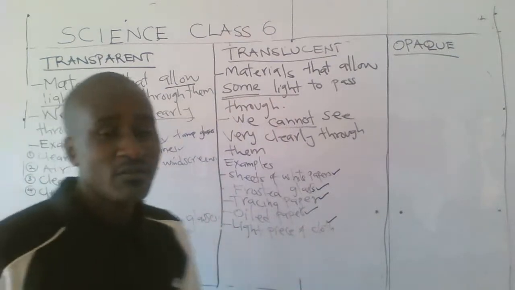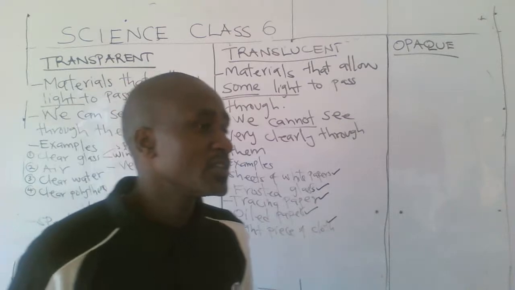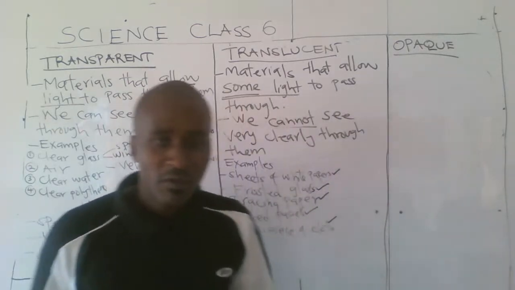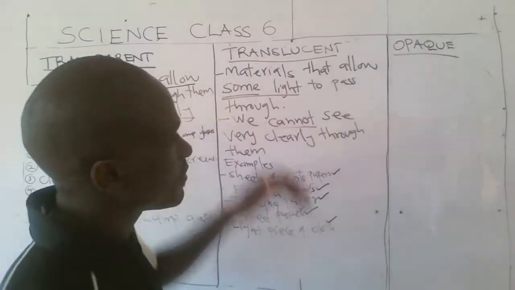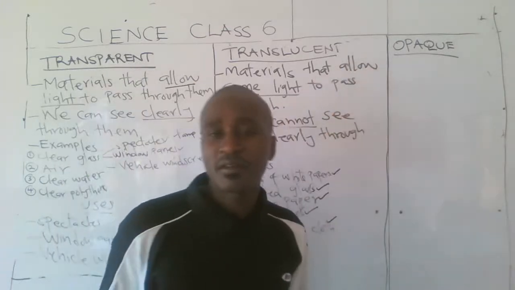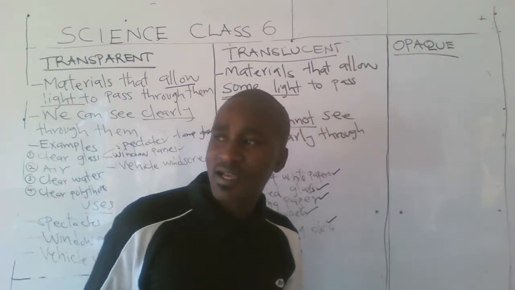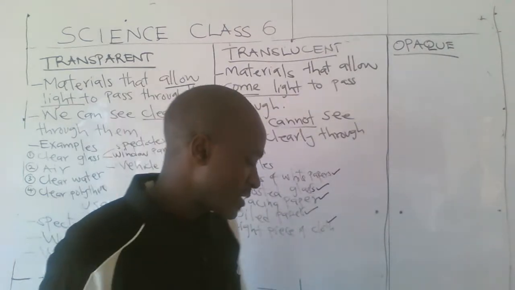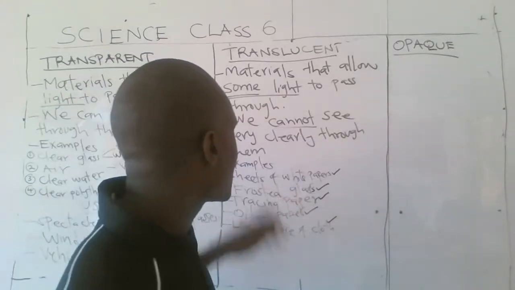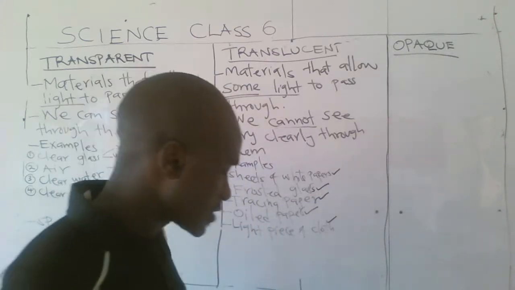Now, when you talk of frosted glass, mostly these are used in bedrooms. When you go to check the windows, the panes or glasses used in bedrooms or places like toilets or washrooms, most of the time you will find such glasses there. You can't see through them, but they allow light to pass through them.